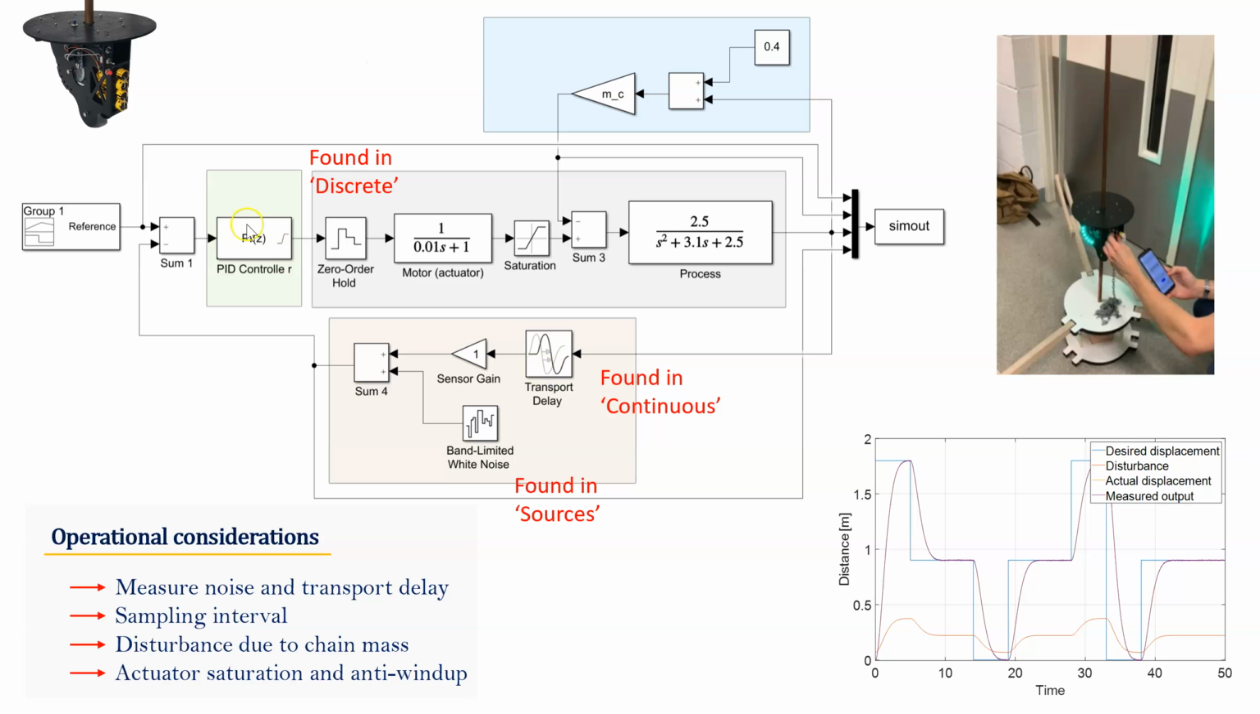Sample interval, so we'll select sample interval in the PI control, the zero-order hold, and also the blocks down here. Disturbances are due to the chain mass.